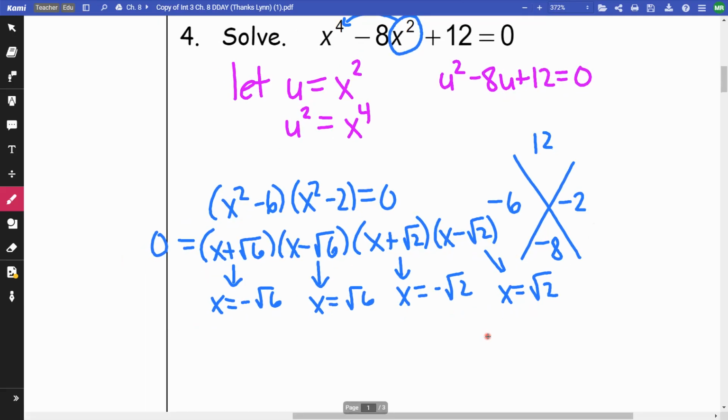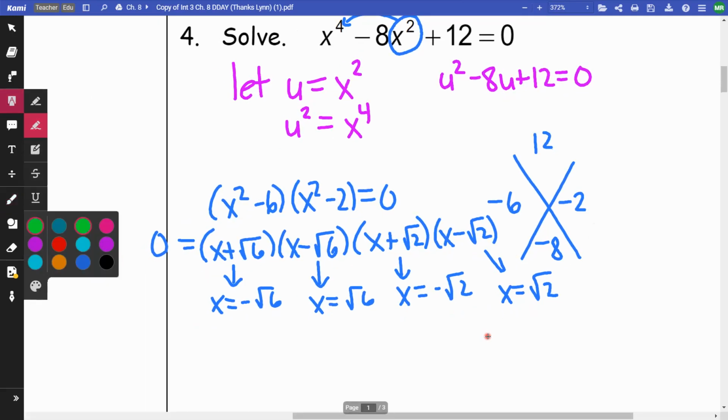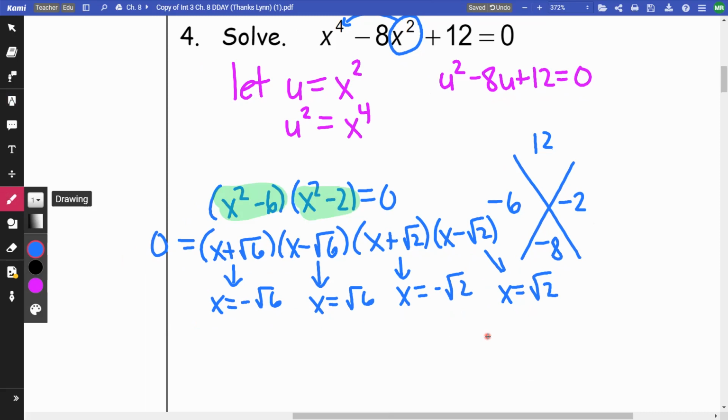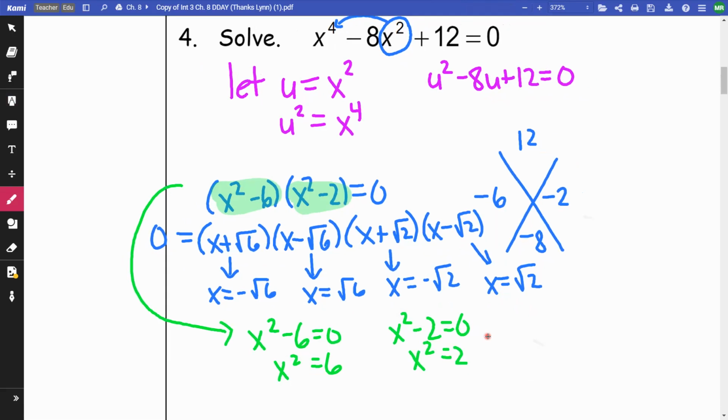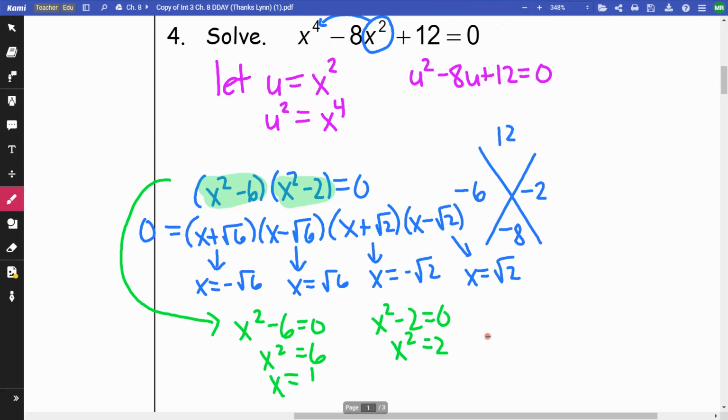Now, a second way to have done this is, some of us may not have noticed that this and this are differences of two squares. And so what some of us might have done is just taken the x squared minus 6, set it equal to 0, and taken the x squared minus 2, set that equal to 0. I get x squared is equal to 6, x squared is equal to 2. And then I'm going to square root. And when I square root, I get a positive and negative root 6, where you see I got the same answers here as here. And when I square root 2, I get a positive or negative root 2. And again, I got the same answers here or here.